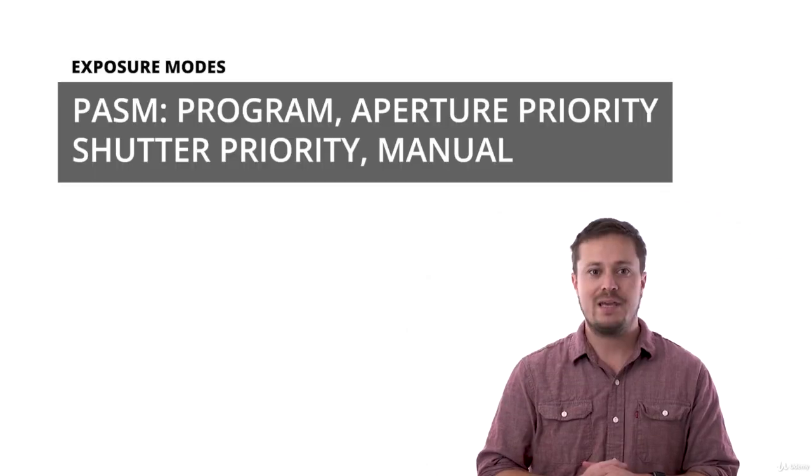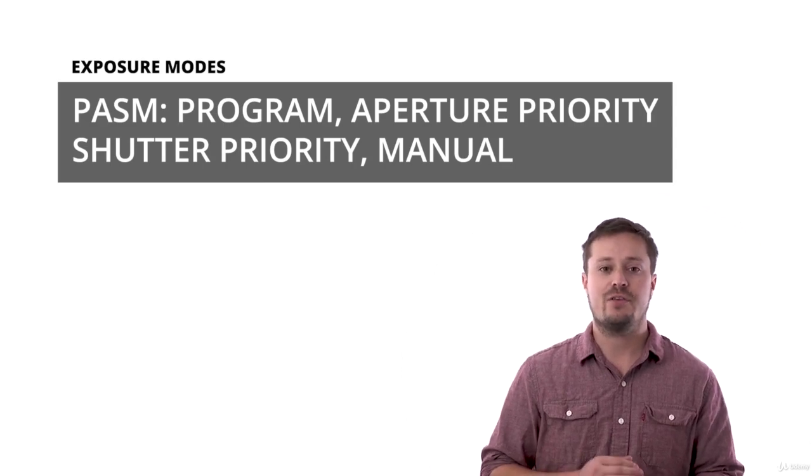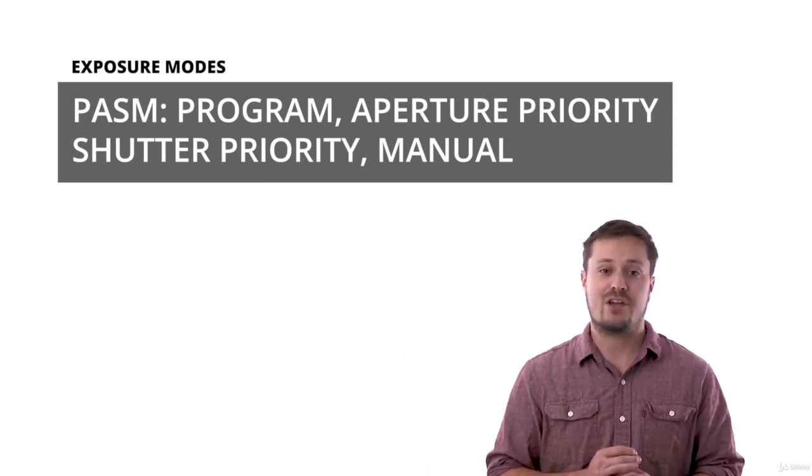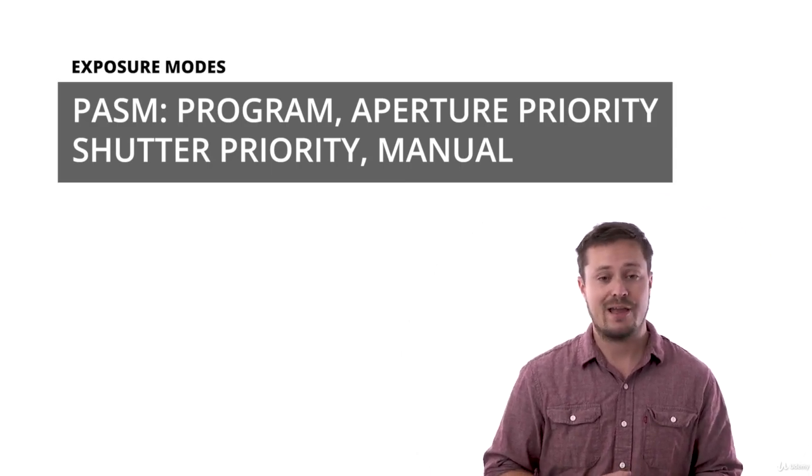We will start with the most popular and main exposure modes. PASM are the initials, or it's an acronym, and it corresponds to the letters on the mode dial, or the options for modes in your camera menu. It stands for program, aperture priority, shutter priority, and manual.